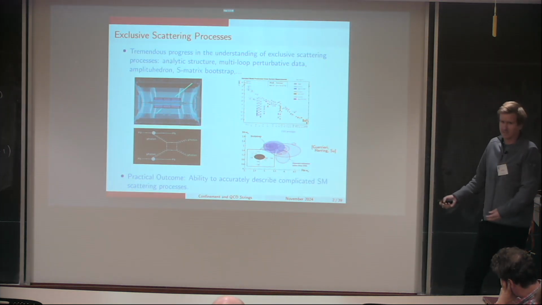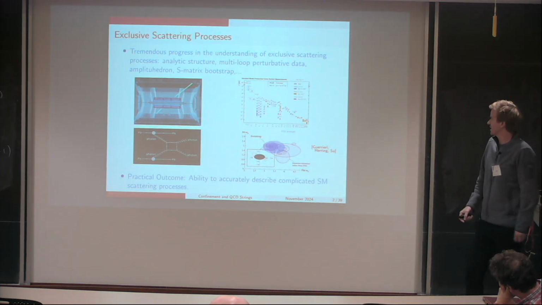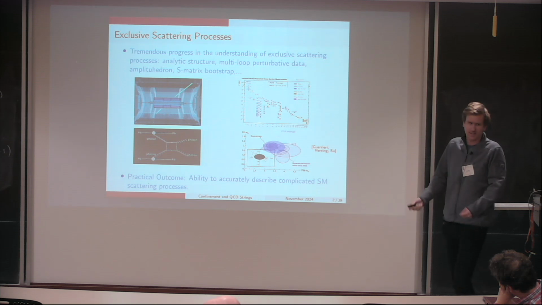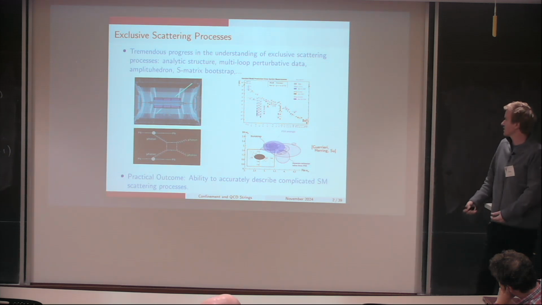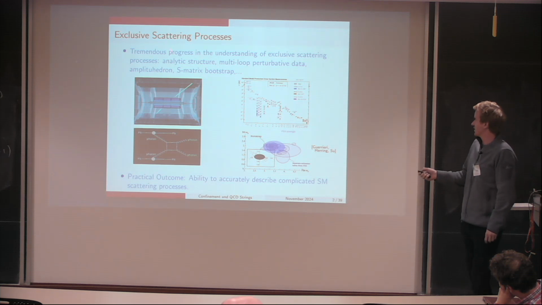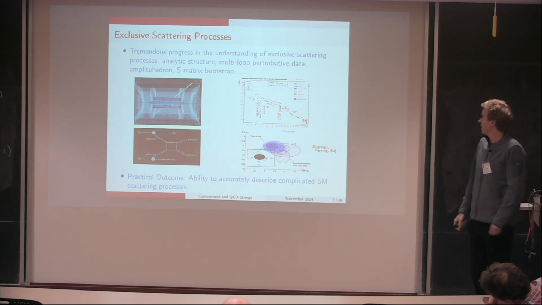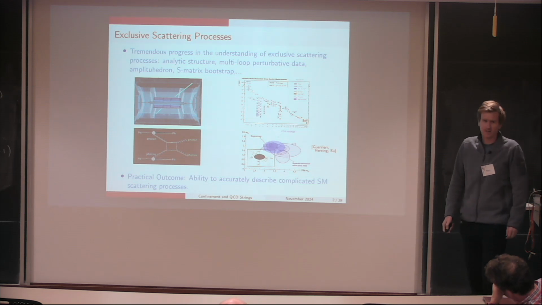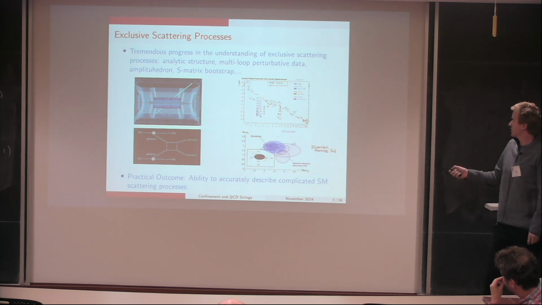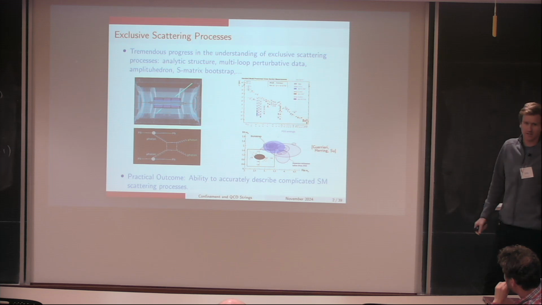When people typically think of collider physics, they often think of exclusive scattering processes or scattering amplitudes. These are objects that we understand quite well. We now have a good understanding of their analytic structure. There's been a huge amount of progress, particularly in the last decade or so, in the perturbative structure of scattering amplitudes. And more recently, there's been very nice work in the S-matrix bootstrap.